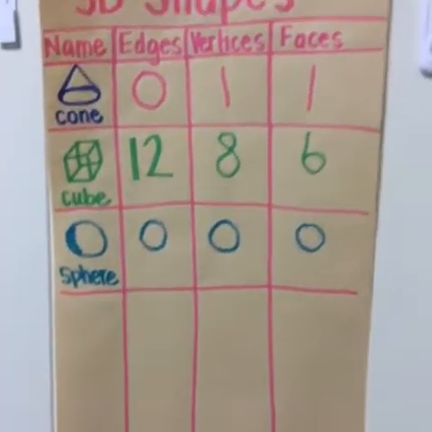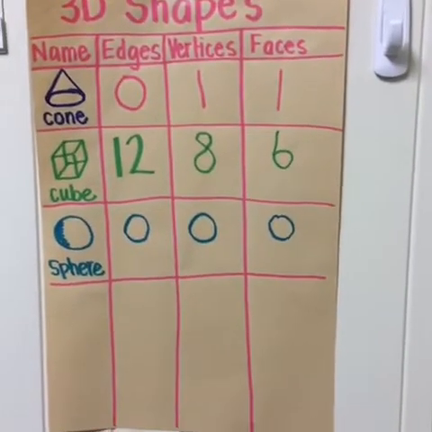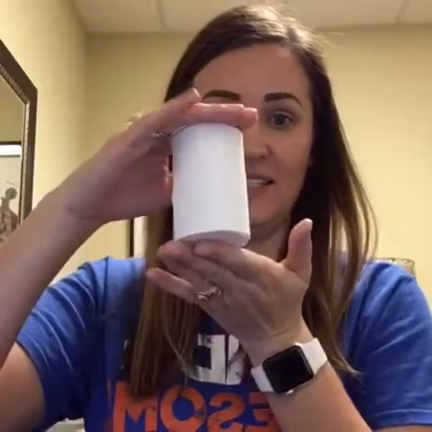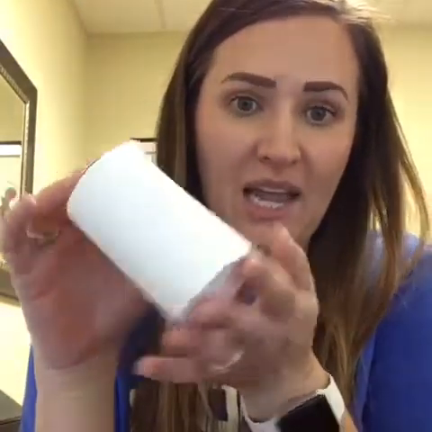Okay, so now we're going to come over here and talk about our last shape for this week. And that shape is a cylinder. Does everybody see the cylinder? So this, everyone, is a cylinder. Has anybody seen something that kind of looks like this before?